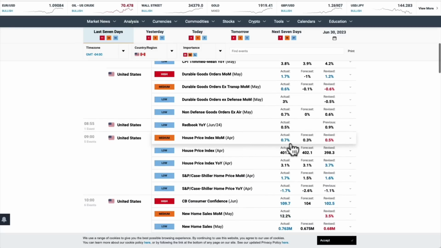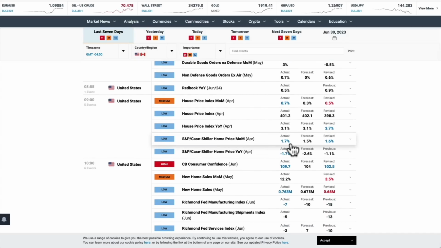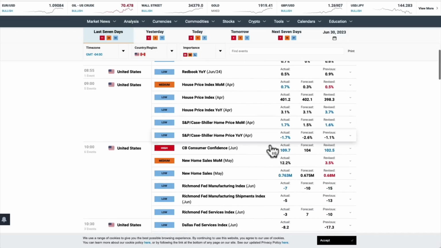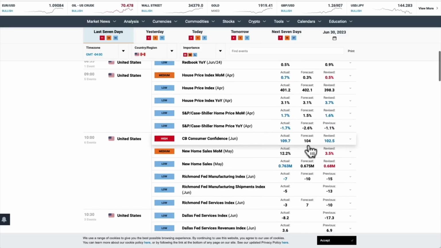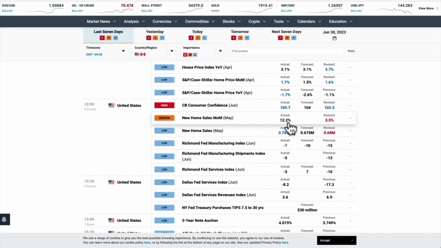House pricing index climbed 0.7%. Housing, as we know, is on fire. Case-Shiller home price index month over month up 1.7%. Consumer confidence 109.7. Forecast was at 104. New home sales 12.2% increase month over month.